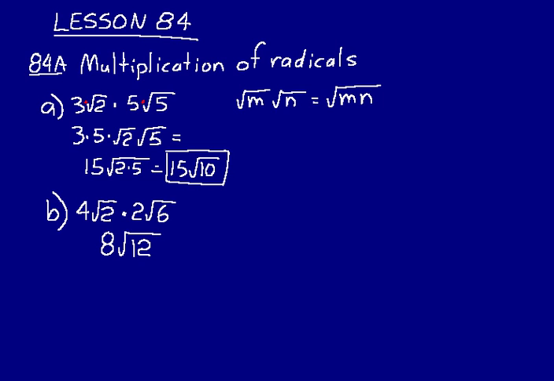Now think about the square root of 12. Is there something you could break that down into? Is there a factor of 12 that you know the square root of? Well, yes, there is. 4 times 3 is 12. So we could break that into 8 times the square root of 4 times the square root of 3. That square root of 4 just becomes a 2, and so we have 8 times 2 is 16 times the square root of 3. And so that would be our solution there.